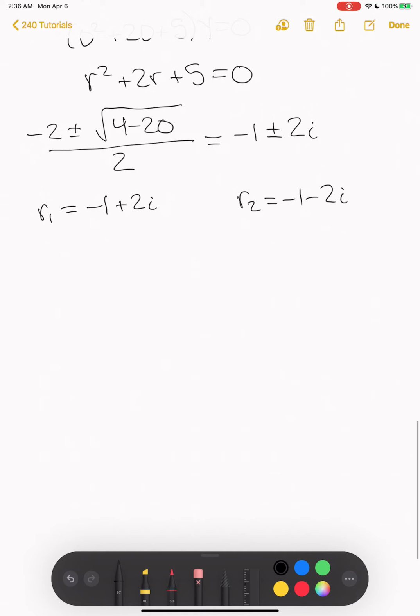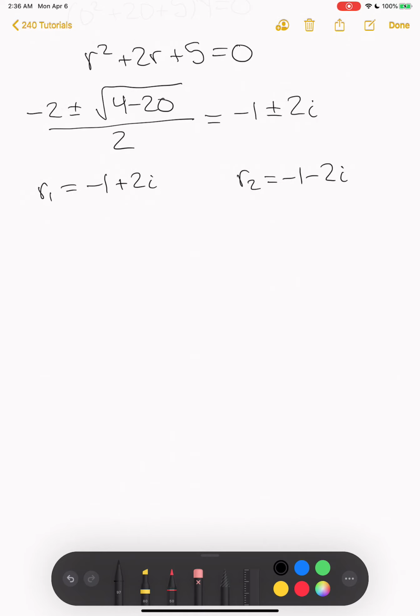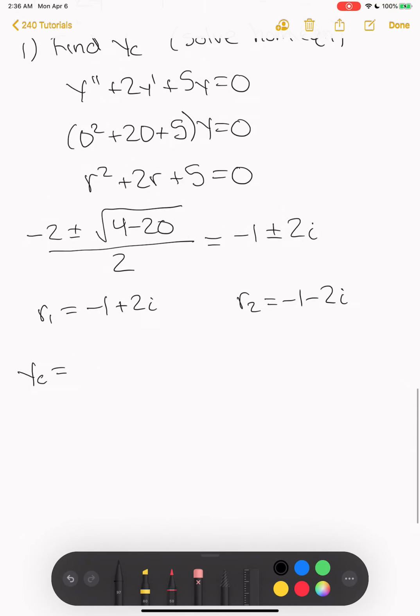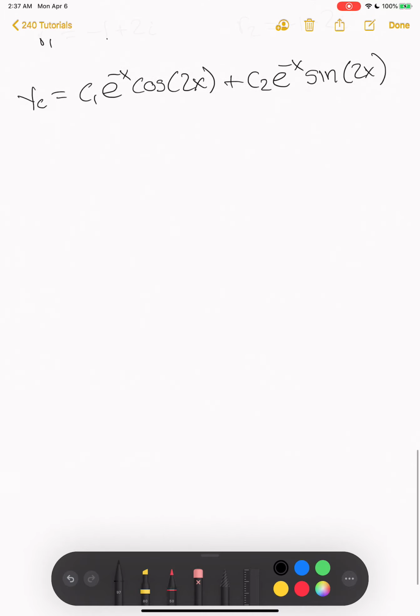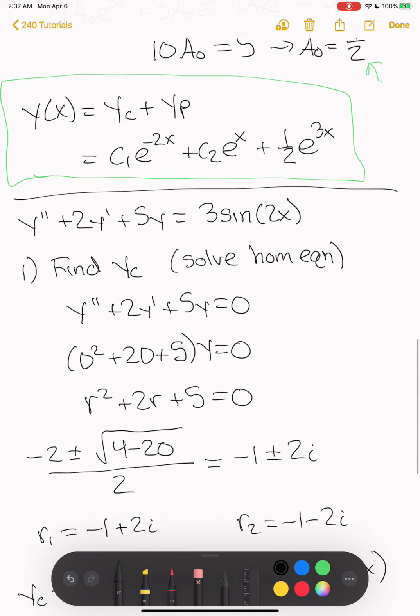And I know that I can just look at a table or from my memory and know exactly what solutions these correspond to. So my complementary function here is c1 e to the -x cosine of 2x plus c2 e to the -x sine of 2x. If you don't know where those came from, go back and watch the other video first. And that's my complementary function.